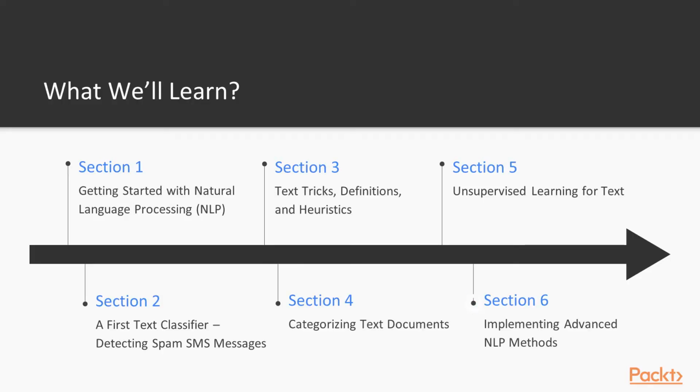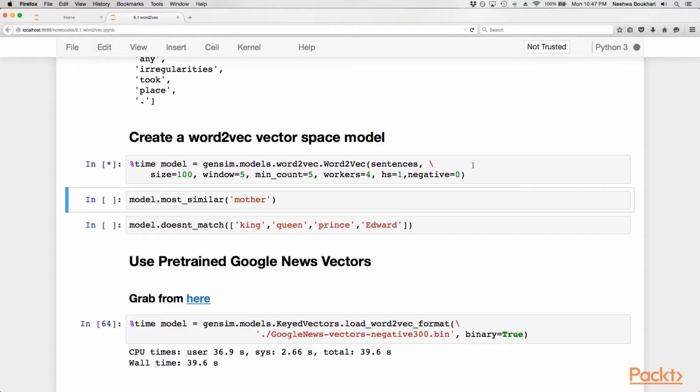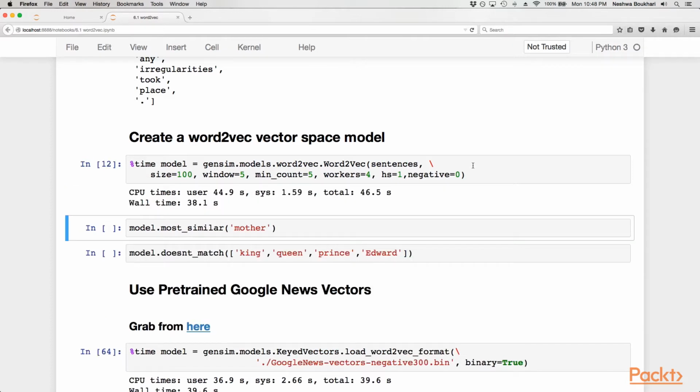In section 6, we will briefly cover some advanced NLP methods. These include vector space models and semantic parsing. Vector space models such as Word2Vec have recently emerged in the last few years as a very powerful technique. Semantic parsing allows us to break down the words in a sentence and to uncover their role as a verb or a noun and so on.